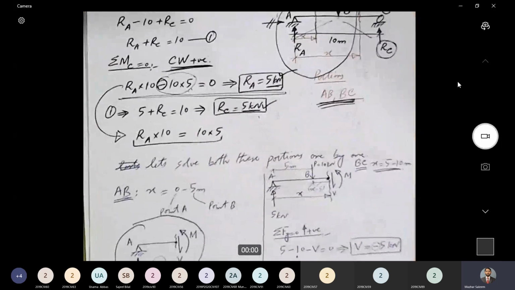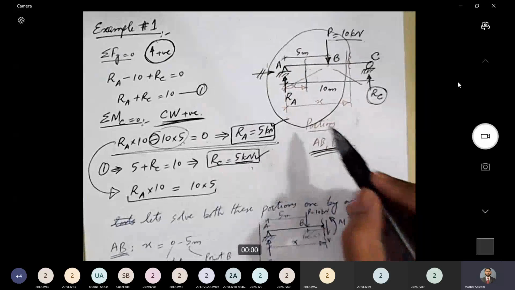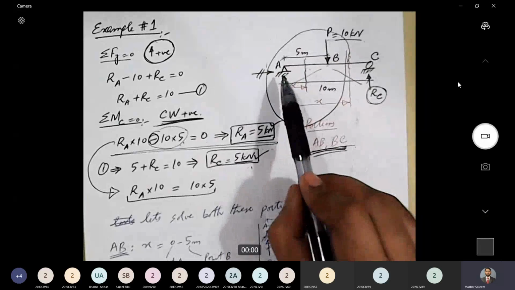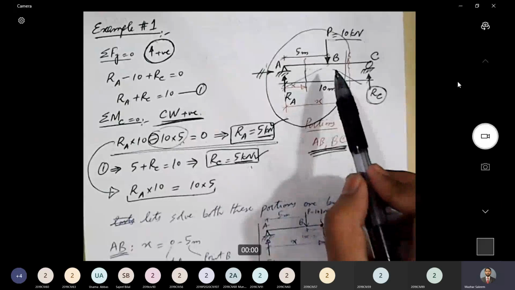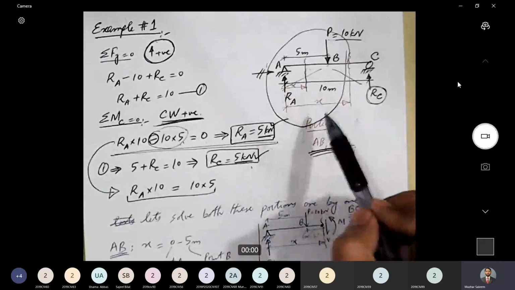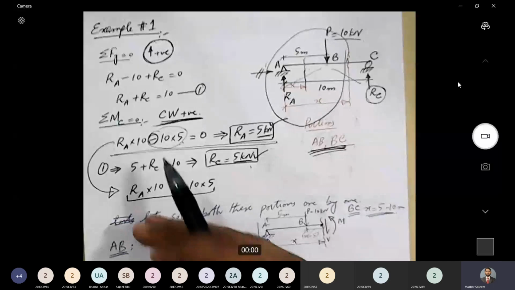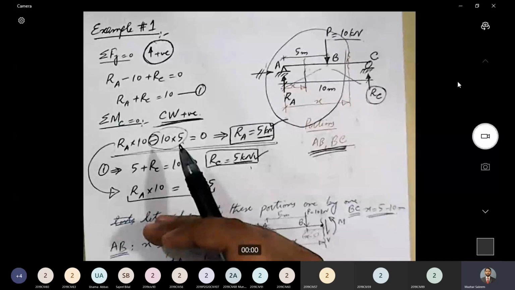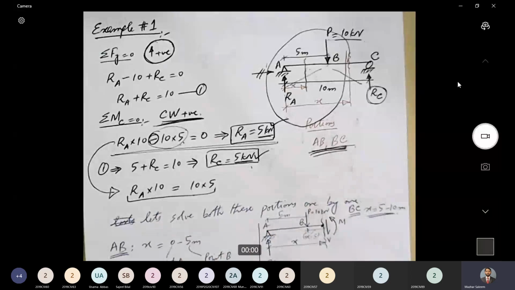Okay, so this was the reaction calculation. And the next step is to divide the beam into a number of portions. We discussed earlier that we divide the beam into portions depending upon the applied loading and support conditions. So wherever there is a variation in applied load or there is a change in boundary condition or end condition or support condition, we divide the beam into portions at that point.